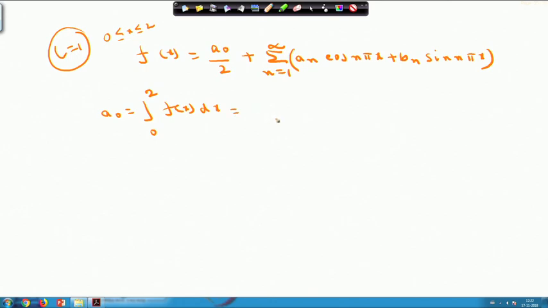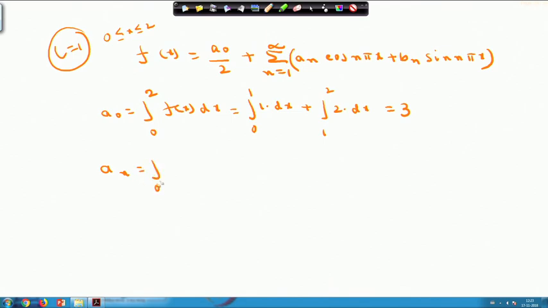and the function is 1 in 0 to 1 and 2 in 1 to 2. So, I have to break it into two parts. From 0 to 1 f x is 1, plus from 1 to 2 it is 2. If you evaluate the value, you will obtain that this equals 3.